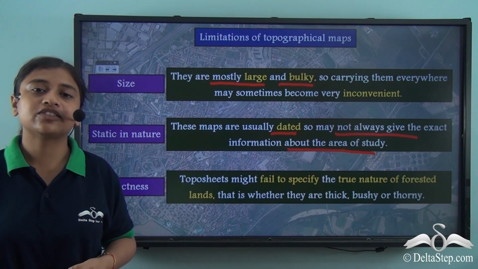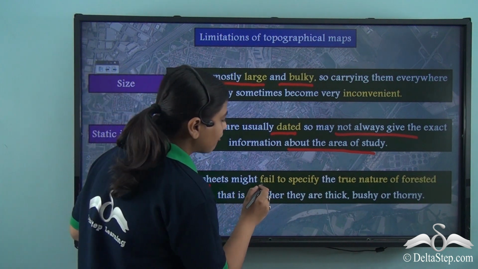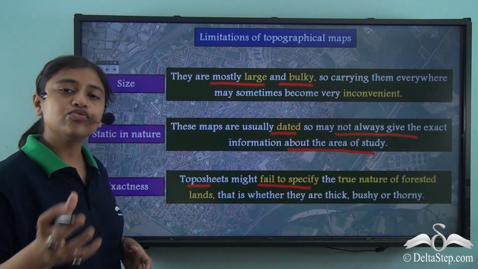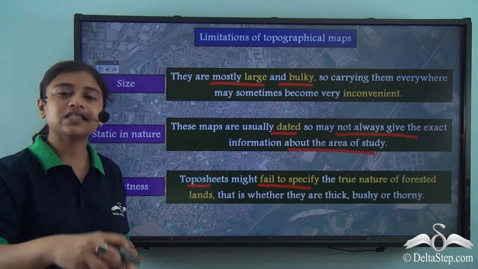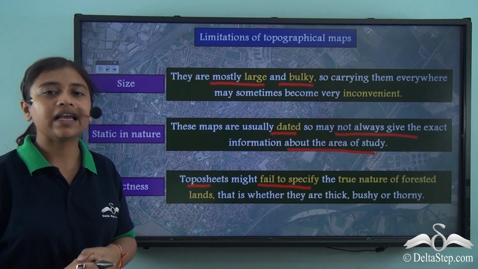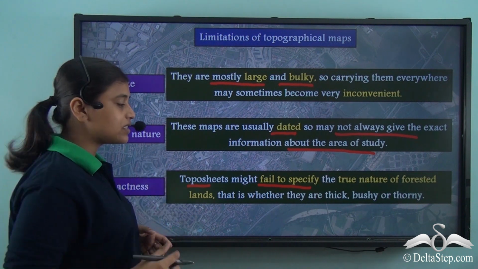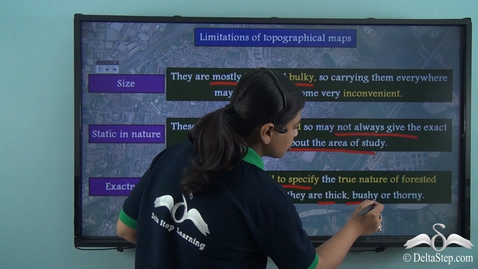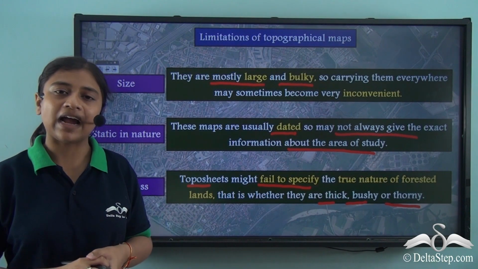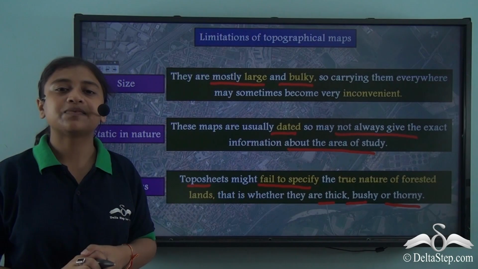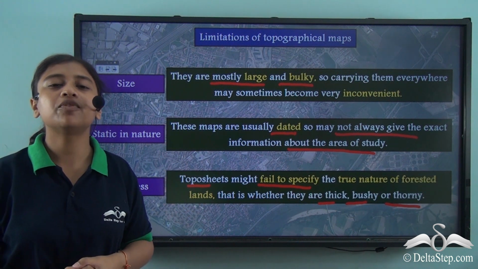Finally, another limitation of the map is about exactness. So, topo sheets might fail to specify the true nature of forested area. Now, they might help us point out a forested area in a given geographical area, but they might not specify whether the forested area is thick, bushy, or thorny, right? So they will not help us prepare rightly for the forested area that is present in that region. So these were certain limitations of the topographical map.